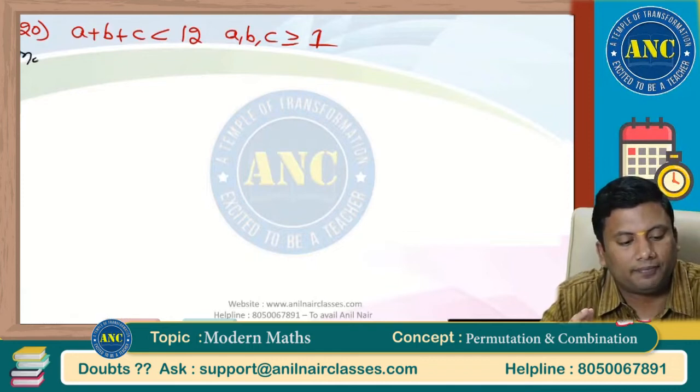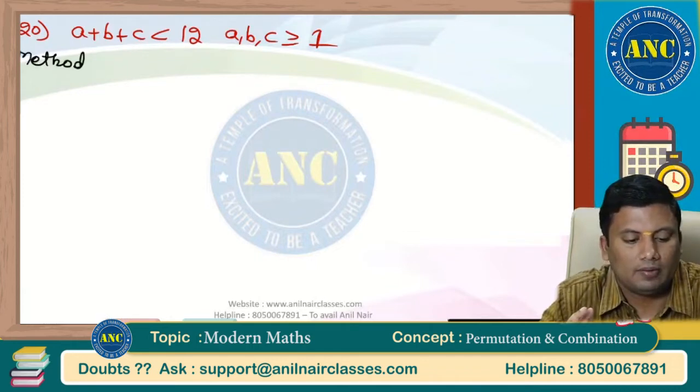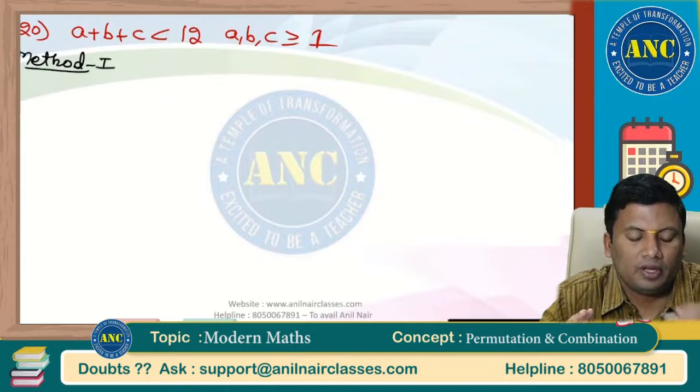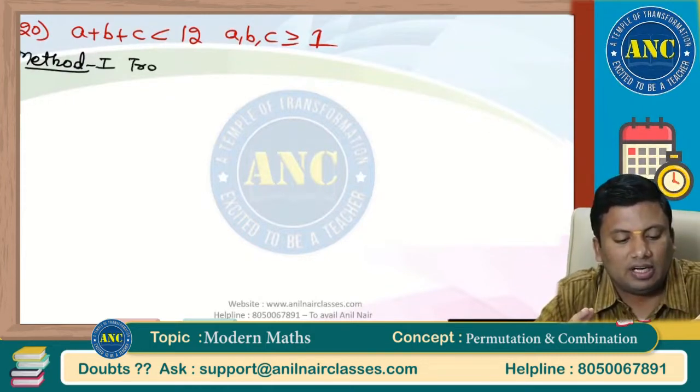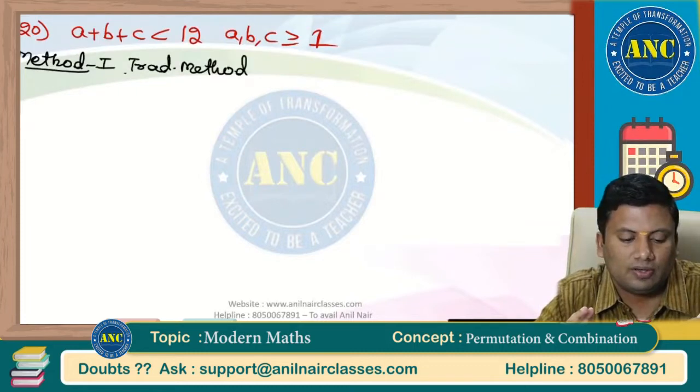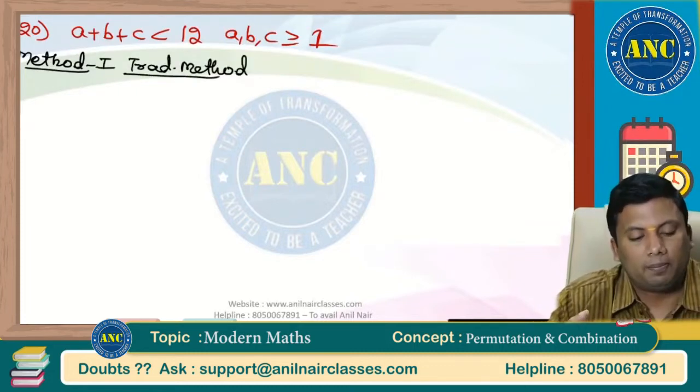Method 1. Listen carefully. A plus B plus C is less than 12. First we will see the traditional method, then I will tell you Anil Nair's way of solving this question. Traditional method.